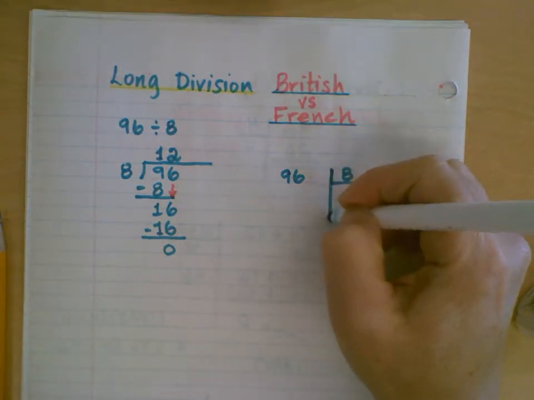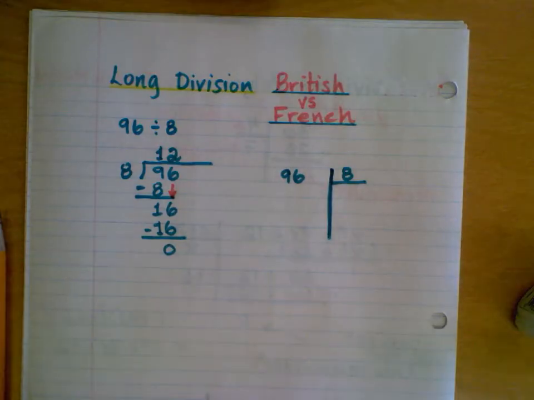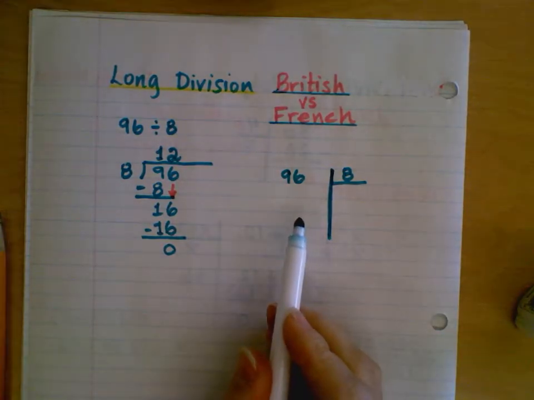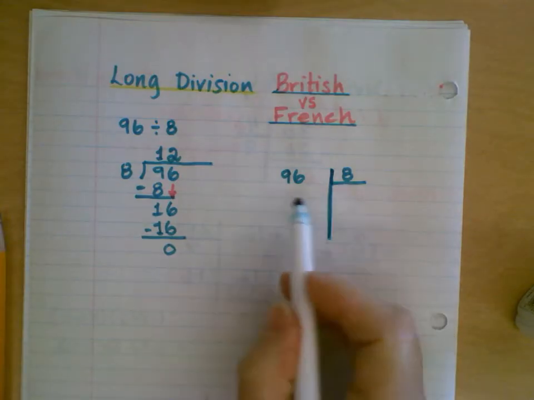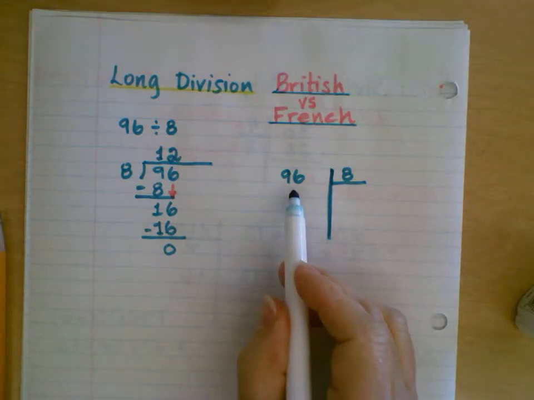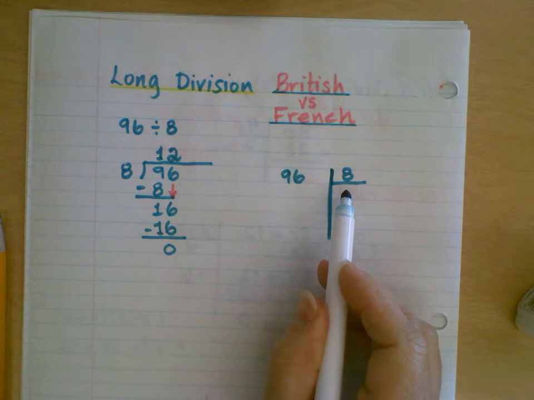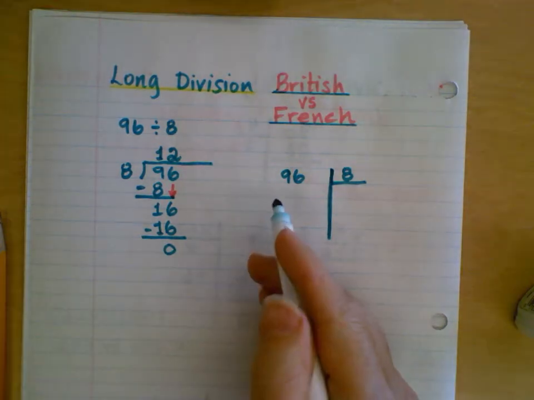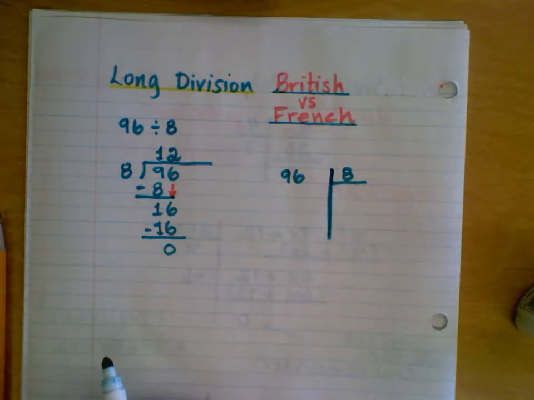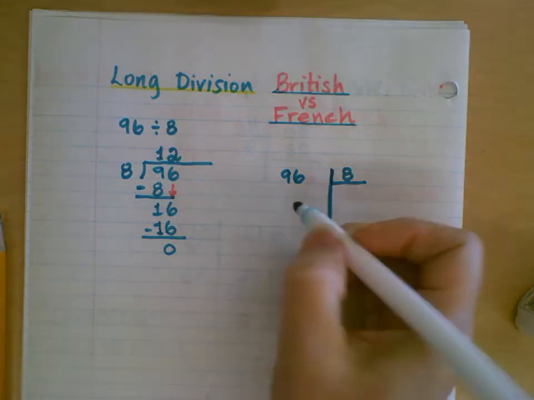Okay, so now I extend this vertical of that hook. So it makes a line like that. And then I start a similar process. I think, okay, what's a number that's less than 96 that 8 can be multiplied by and create? So I'm looking for multiples of 8. I could do an easy one.